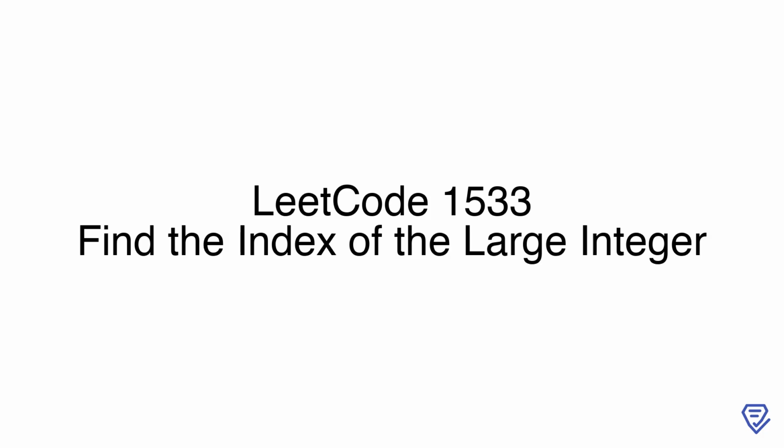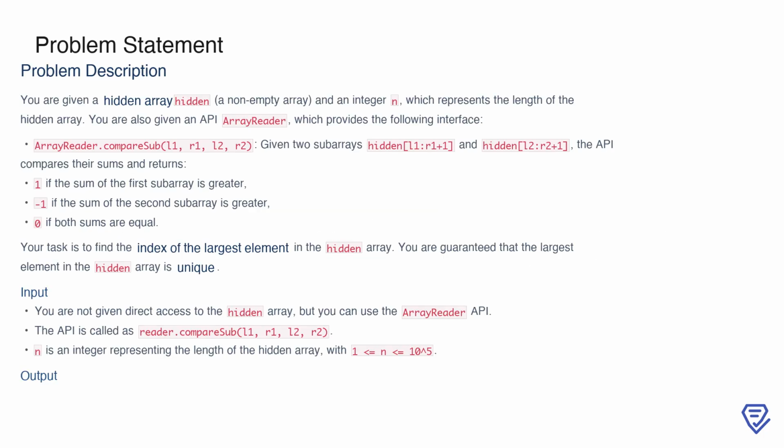Let's get started. In this problem, you are tasked with finding the index of the largest element in a hidden array. The array is not directly accessible to you, but you are provided with an API called ArrayReader that allows you to compare the sums of two subarrays. The ArrayReader.compareSub method takes four parameters, L1 and R1, which define the indices of the first subarray, and L2 and R2, which define the indices of the second subarray. It returns 1 if the sum of the first subarray is greater, -1 if the sum of the second subarray is greater, and 0 if the sums are equal.